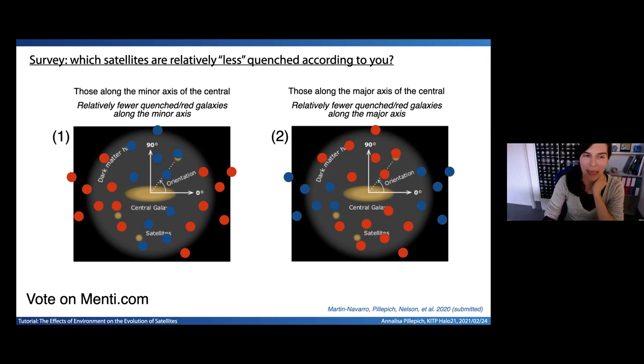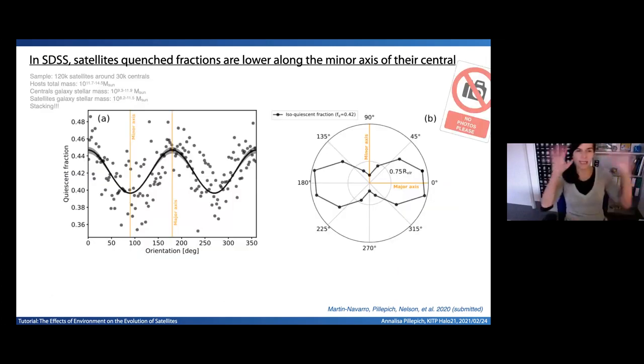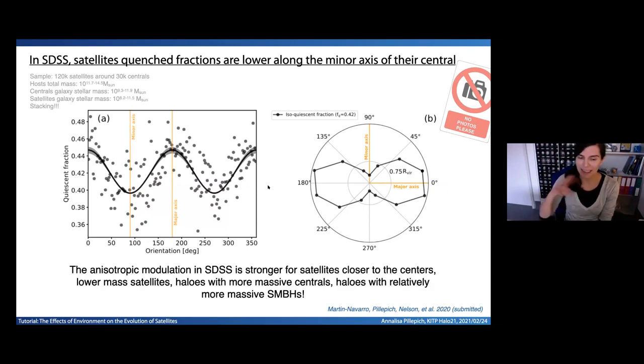So what we think is happening is the following. In SDSS, satellite quench fractions are lower along the minor axis of their centrals. You can really see it here, quench fraction as a function of orientation. The minor axis is here, and it's a small phenomenon of a few percent, but it's statistically significant. Also, we see that this anisotropic modulation in SDSS is stronger for satellites closer to the center, for lower mass satellites, for halos with more massive centrals, and for halo hosts with relatively more massive supermassive black holes.